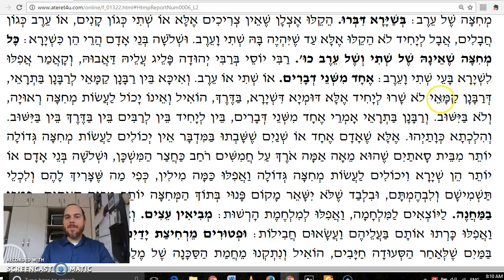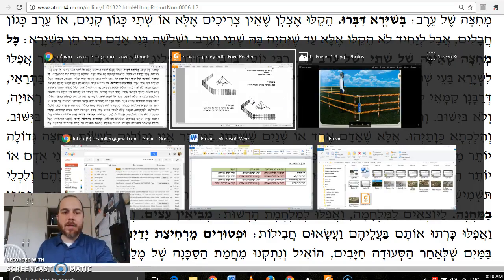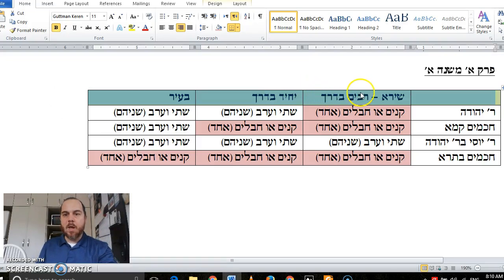The Rabbanan kamai lo sharu liyachid ela dumya de shayara. So the first Rabbanan said, listen, there's 3 categories. We have to distinguish between 3 categories. I'll show you the chart that I made. There's a shayara, meaning you're out in the wilderness, and that's rabbim, 3 or more people. That's a shayara, a caravan. Then there's something called yachid baderech, an individual on the road. And then you're be'ir, you're in the middle of the city.